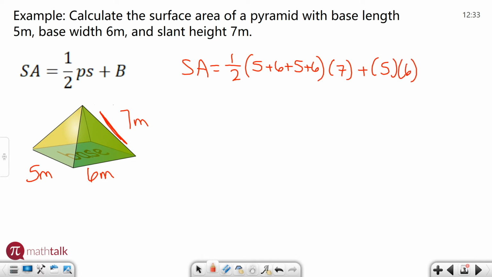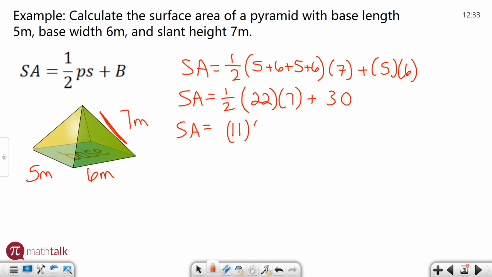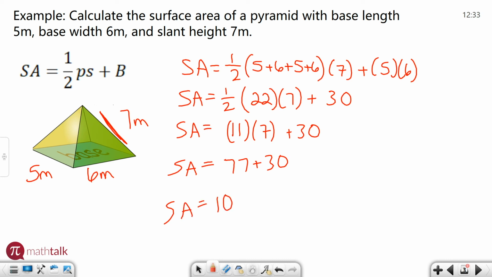Okay? So let's break this down a little bit and find the surface area. Surface area is 1/2 times 5 plus 6 plus 5 plus 6, which is 22, times 7, plus 5 times 6, which is 30. Okay? Let's keep going. Half of 22 is 11. And so 11 times 7 plus 30. And we'll keep going even further to get our answer. Okay, so we have 11 times 7, which is 77, and plus our 30. So we add up 77 plus 30, we get our final surface area of 107 meters.